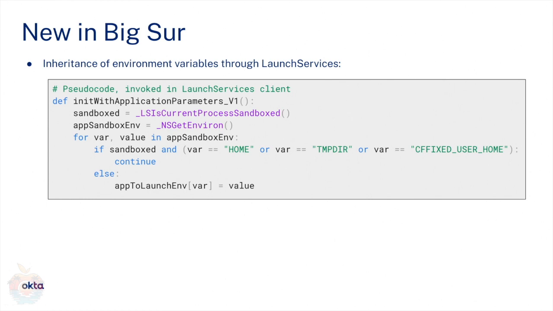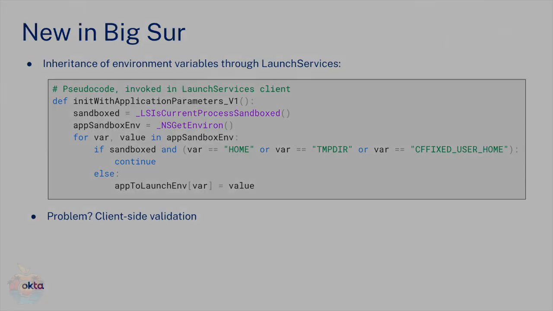You can see it checks that if the client is sandboxed and it has the variables HOME, TMPDIR, or CFFIXED_USER_HOME set, it's going to continue. It's going to ignore them. But I've said the magic word already, and that's precisely the problem with this: this is client-side validation. And we'll abuse this in just a moment.